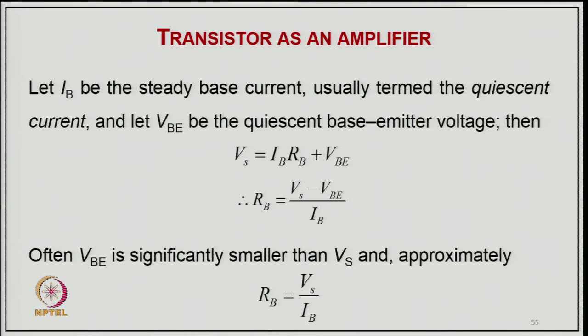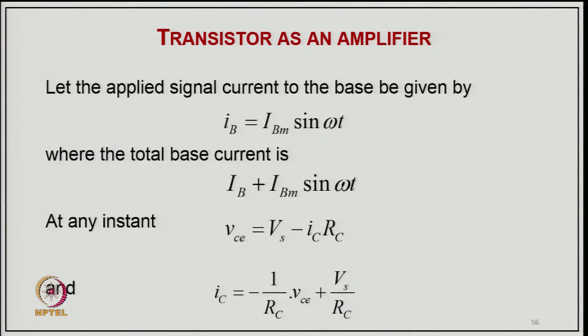So, in addition to the input signal, you are going to add a DC signal because of this biasing provided by the RB resistance from the supply voltage, and that gives another component, the base bias current, a DC bias current in addition to the AC signal.